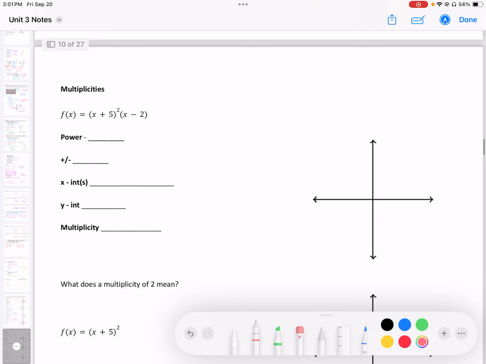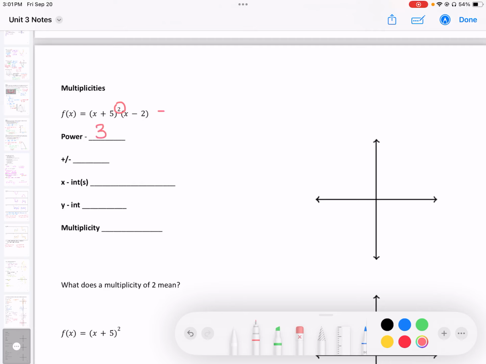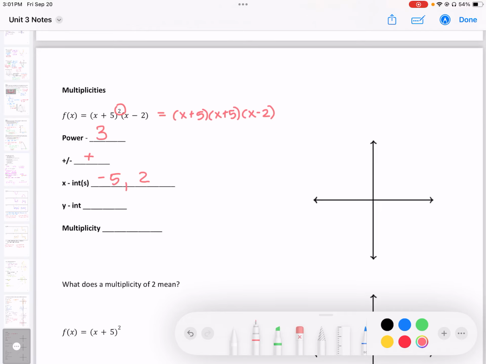Finally, we have multiplicities. Multiplicities are when there are exponents outside of the parentheses. In this first one, we have a multiplicity of 2. So we actually have a power of 3, because this can be rewritten as x plus 5 times x plus 5 times x minus 2. It is positive. My intercepts are -5 and 2. My y-intercept is -50, because 5 times 5 is 25, times -2 is -50.